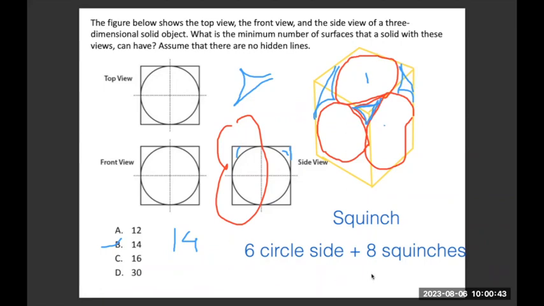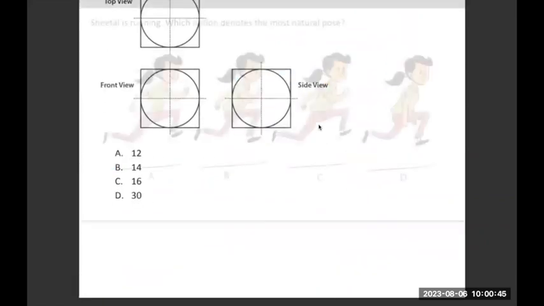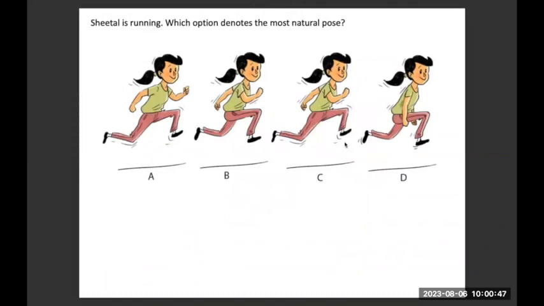Let me see if the next one is easy, if we can take that. Yeah, this is easy. Let's just take this. This is a very easy question. Here this woman, Sheetal, is running. Which option denotes the most natural pose for this woman? One answer is possible. In this case, you just need to look at the hand-leg coordination. Just look at the hand-leg coordination, and you will get the answer.